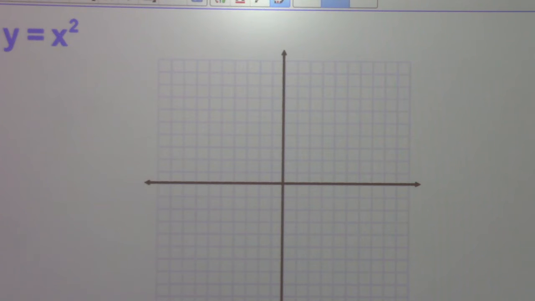So what do you know about this? This is called the parent function. This is called the quadratic parent function. And what do we know about the parent function here? It's a parabola. It looks like a parabola, that's important to know. It's an even function, very good. It's bounded below.